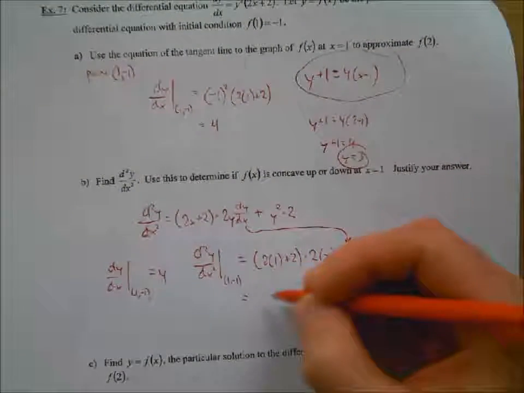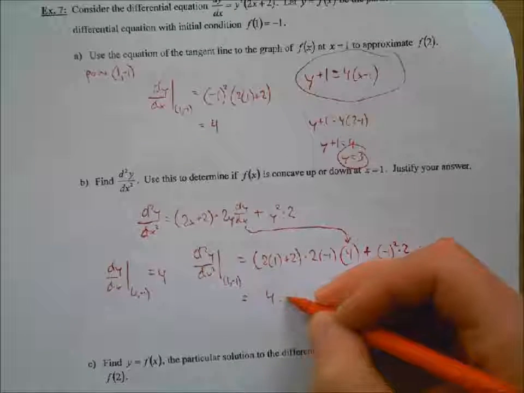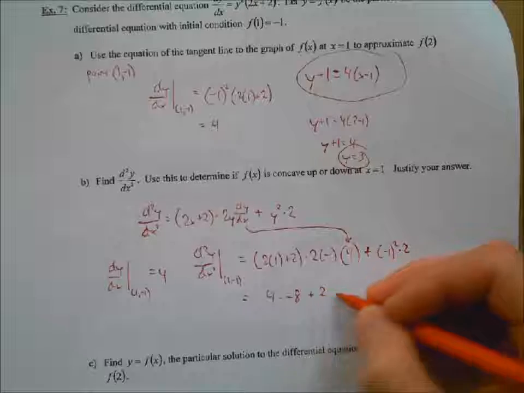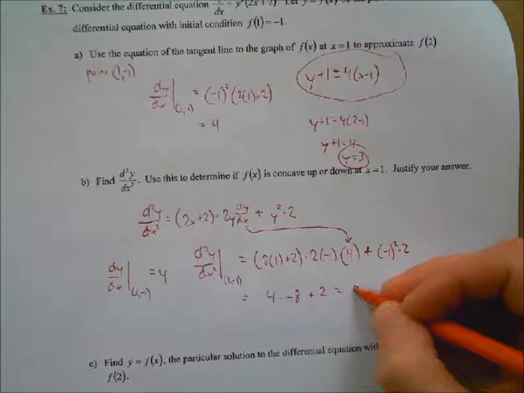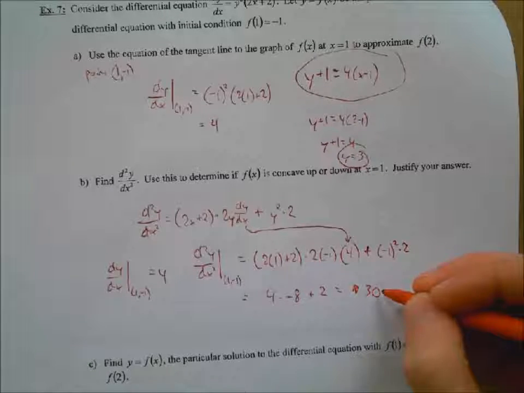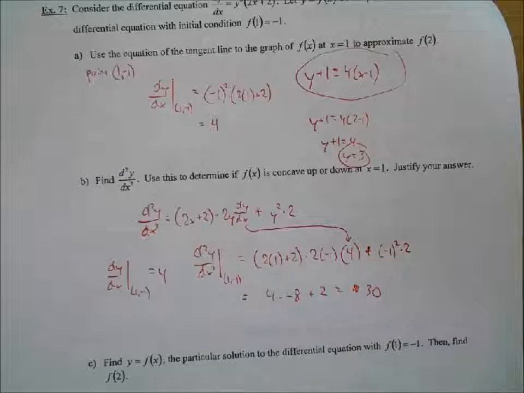So anyway, we get 4 times -8, and then plus 2. So it'll be what, 30? Oh, nope. Yeah, 30. Okay. And so is our answer 30 then? No, what does it say? What does this tell us then? F is what?